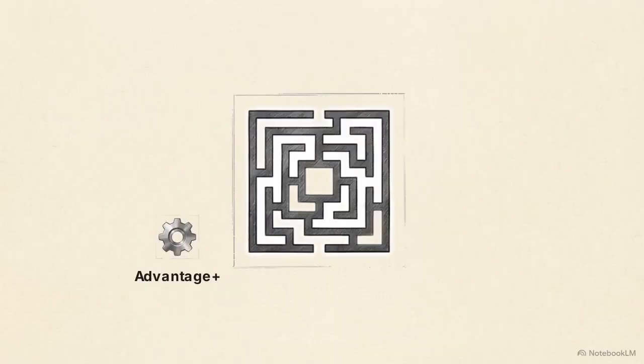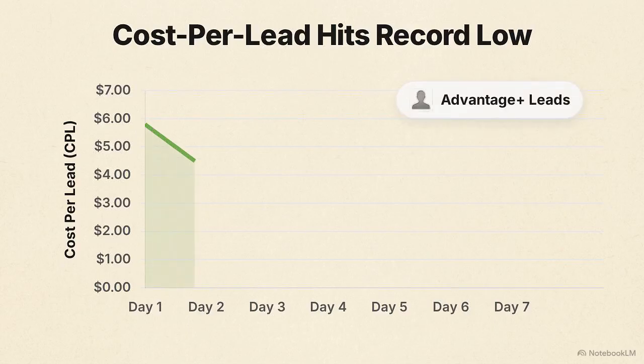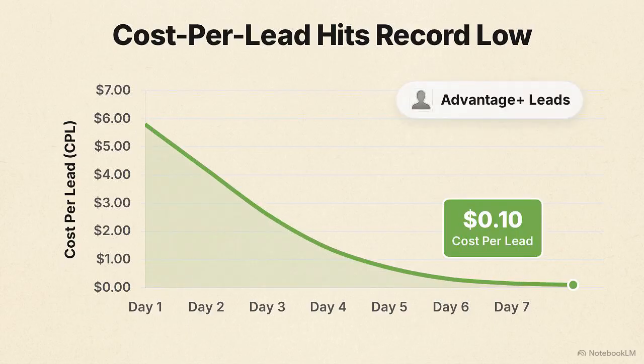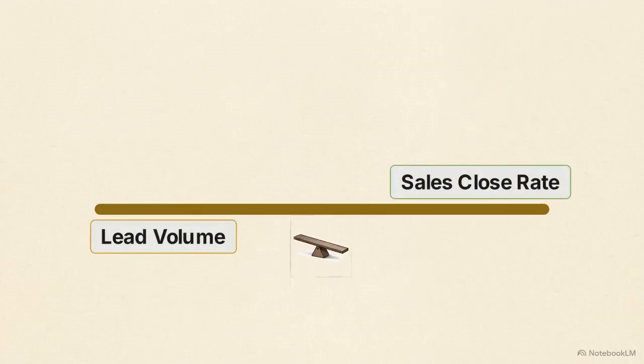Meta's Advantage Plus campaigns are built to find the path of least resistance. When you leave the objective set to more volume, the algorithm actively seeks out the easiest, cheapest clicks possible. On paper, your cost per lead drops to record lows. It feels like a massive win. But in reality, those forms are often auto-filled with outdated email addresses or fake information from users who never intended to buy. This is the volume versus intent seesaw.